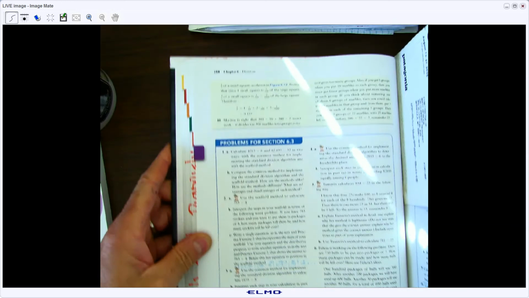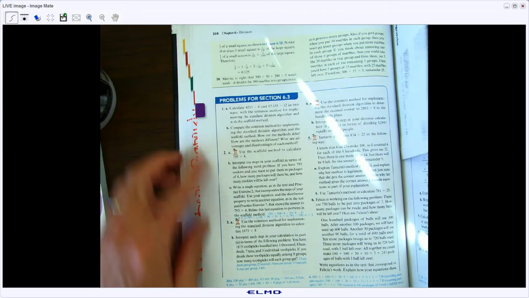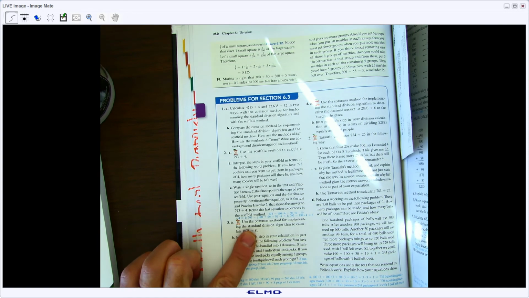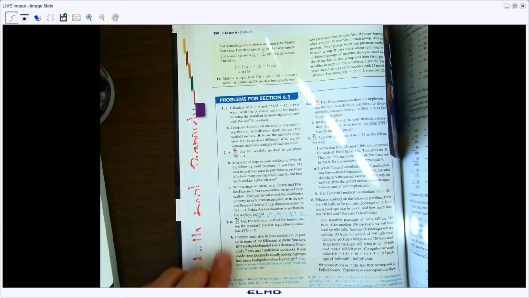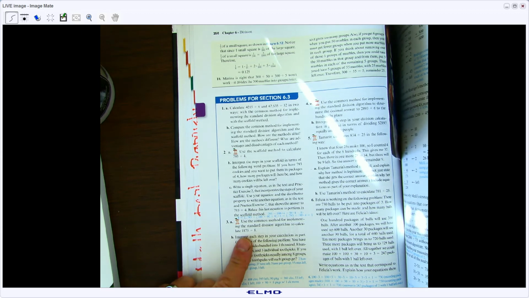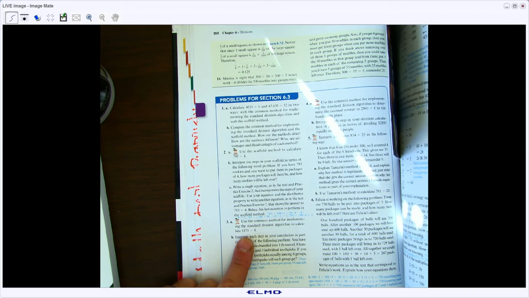Okay, I got a question today in class that I didn't have the book for, so I thought I would just do a short video. It was about this problem right here, 3a and 3b, on chapter 6.3. Use the common method for implementing the standard division algorithm to calculate 1,875 divided by 8, and then interpret each step in your calculation in part A in terms of the following problem.